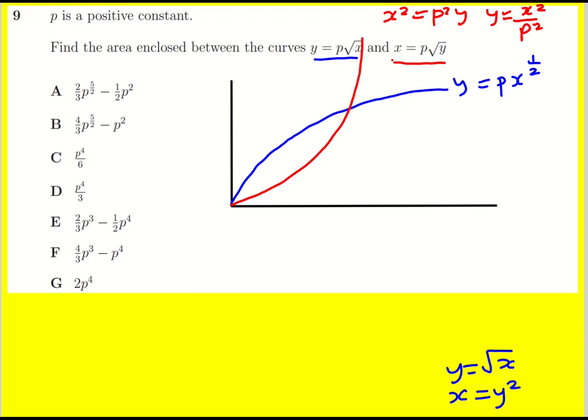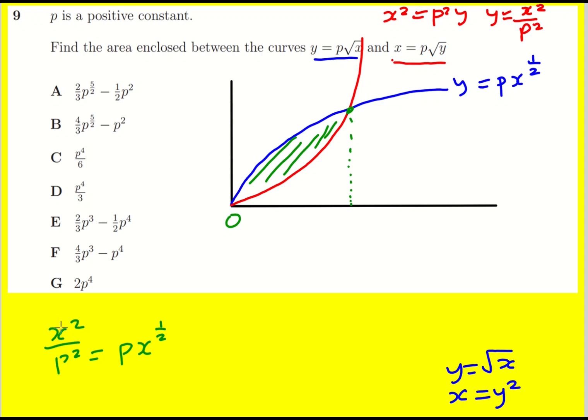That's something that's covered in further maths, but for our purposes here, I'm going to stick to normal integration along the x-axis. Let's find out where it intersects, because then I can integrate, because I'm trying to find the area enclosed, which is this bit here. So I'm going to be integrating the blue curve between 0 and whatever that point is, then the red curve and subtracting. So I need to solve x squared over p squared equals p x to the half.